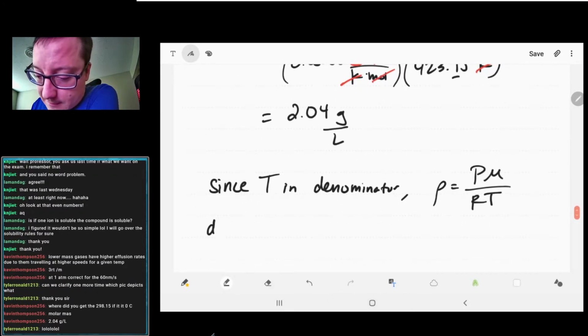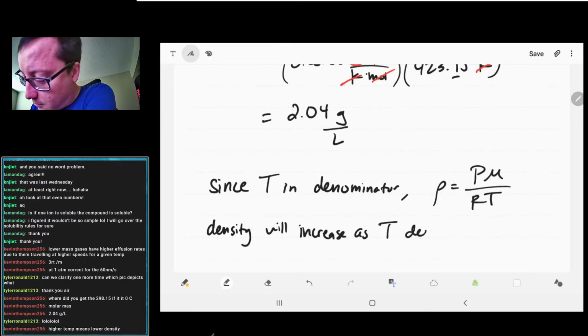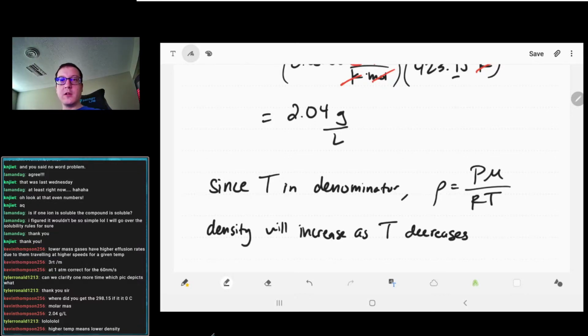We see that density will increase as temperature decreases. And the opposite is true. Exactly. So I guess I wrote the opposite as Kevin did, but they're both true. The converse is true as well. So you're going to see that colder gases are more dense, hotter gases are less dense.